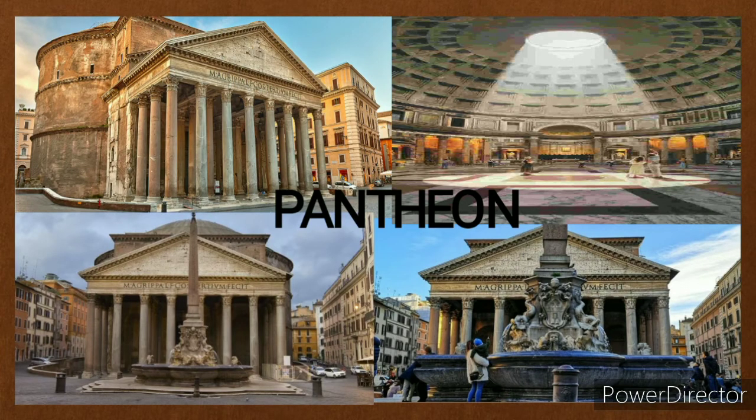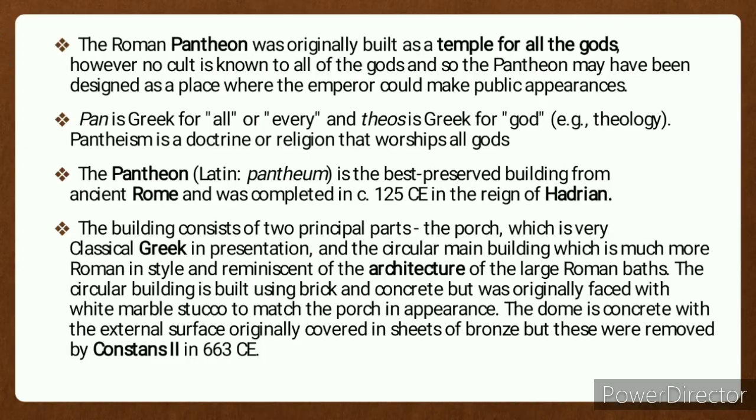And lastly is the Pantheon. The Pantheon is the best preserved building from ancient Rome and completed in 125 CE in the reign of Hadrian. The building consists of two principal parts: the porch, which is very classical Greek in presentation, and the circular building, which is much more Roman in style and reminiscent of the architecture of the large Roman baths.